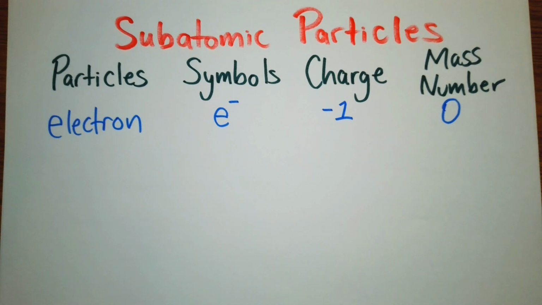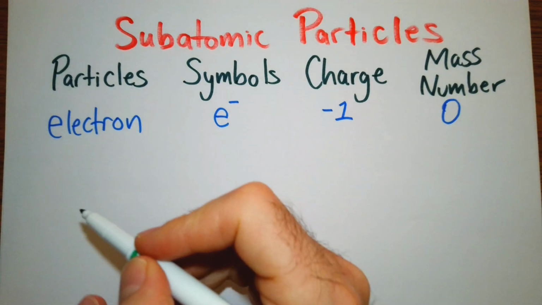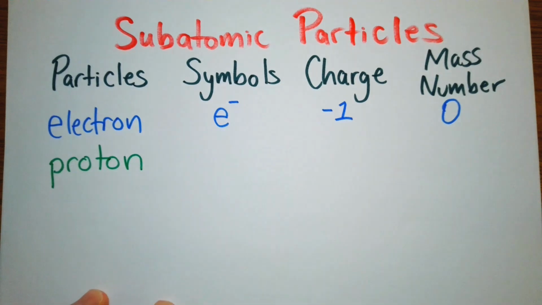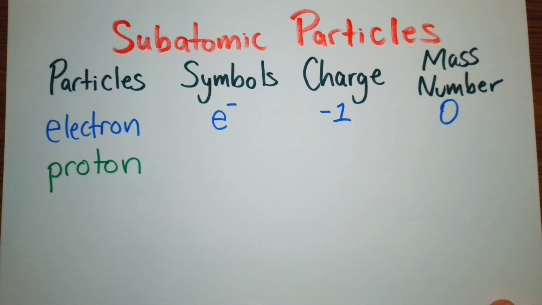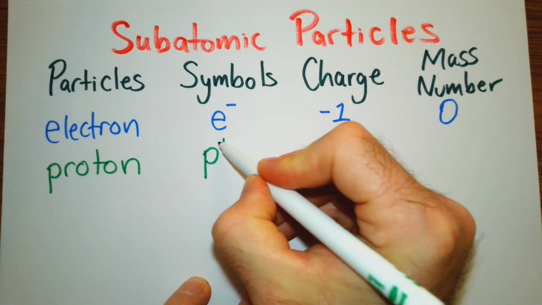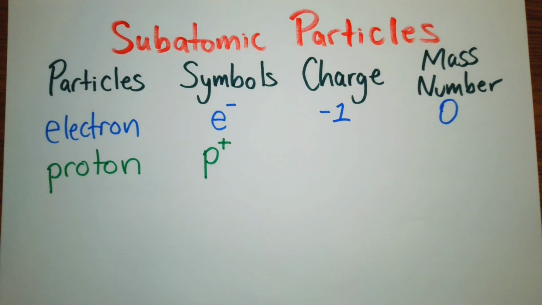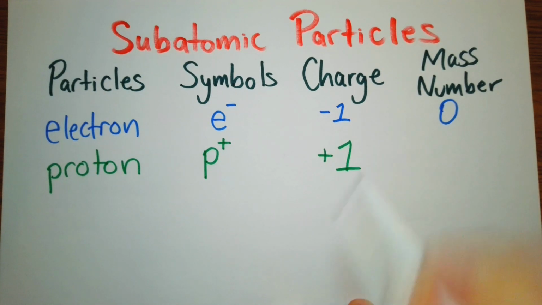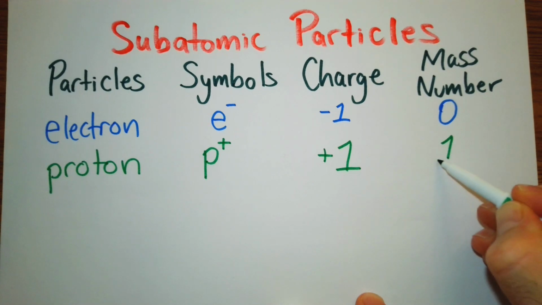All right, so next, we have the proton. The proton is a positively charged subatomic particle. Its symbol is a lowercase p, with a little exponent of a plus. It is also charged just like the electron, and it has a +1 charge. Now, the mass of a proton is significant, and it has a mass number of 1.